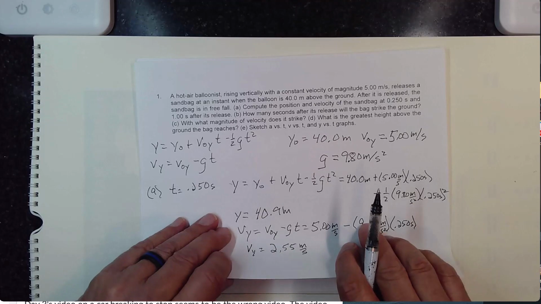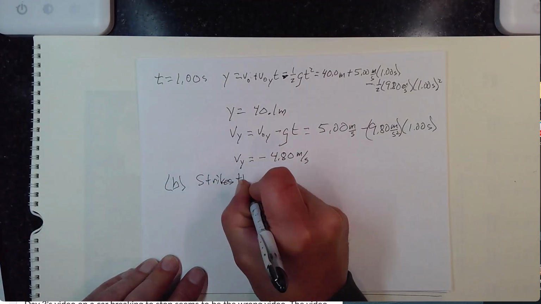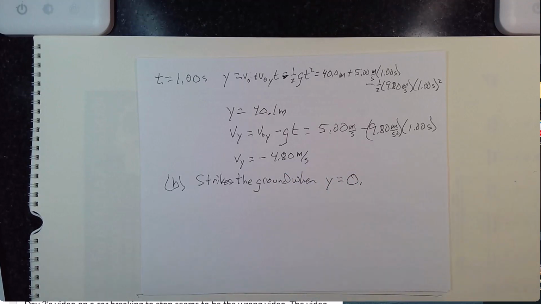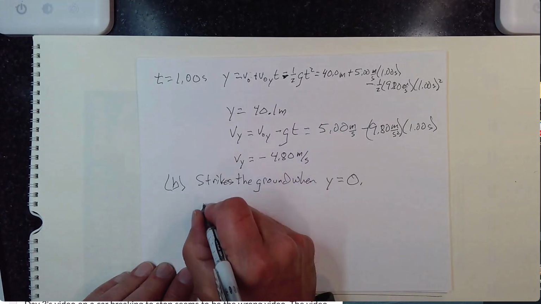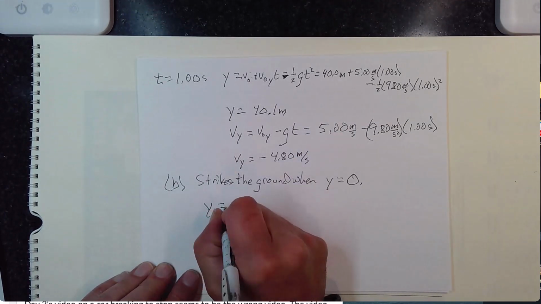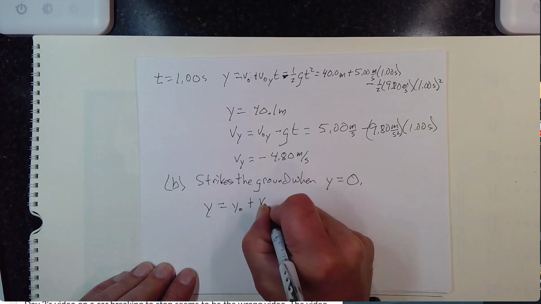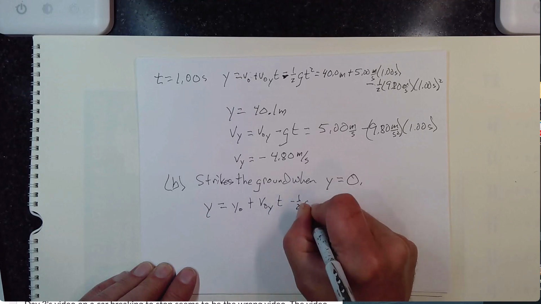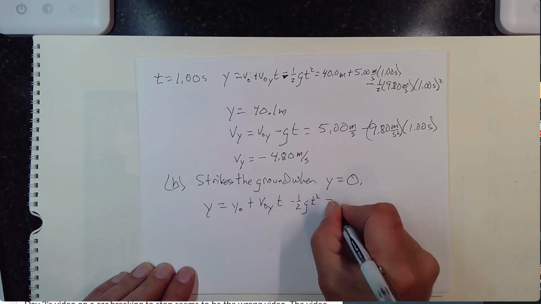With what magnitude of velocity does it strike? Well, let's figure out how long it takes to strike the ground. It strikes the ground when y is equal to 0. Well, here's the equation for y. Let's see what we get out of that. y is equal to y naught plus v naught y t minus 1/2 g t squared. It's going to equal zero.